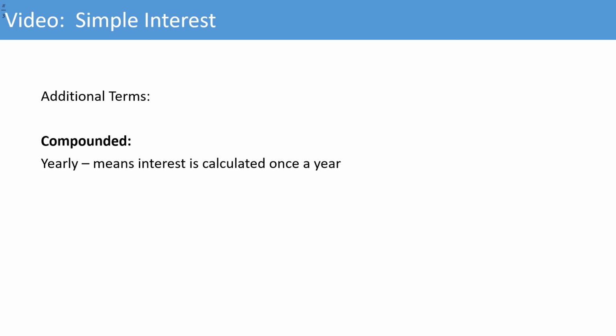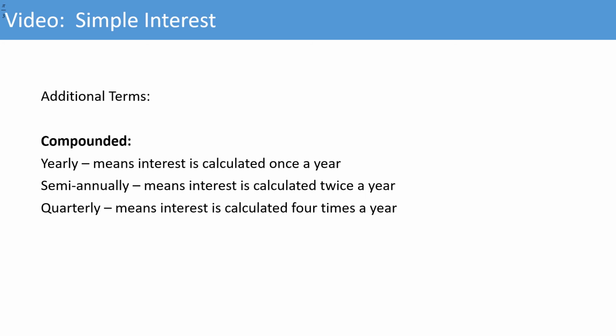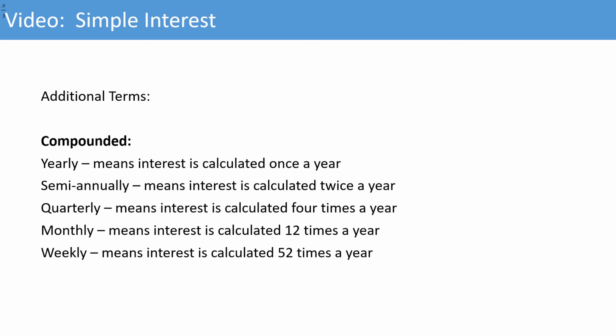Here's some extra terms. Compounded. Yearly means interest is calculated once a year. Semi-annually, interest is calculated twice a year. Quarterly, interest is calculated 4 times a year. Monthly, interest is calculated 12 times a year.